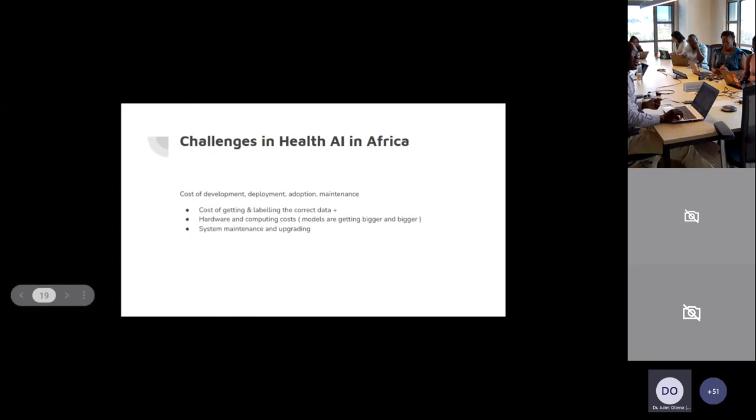Other problems that I'll quickly go through is just the cost, because I think they are not unique to AI, or leave alone AI in health in Africa, is cost. The cost of deploying these models, the cost of developing and the cost of maintenance is high. I think neural networks use a lot of memory, use a lot of GPU power to make their predictions, more than any other application out there. And the cost of just running a neural network is high.